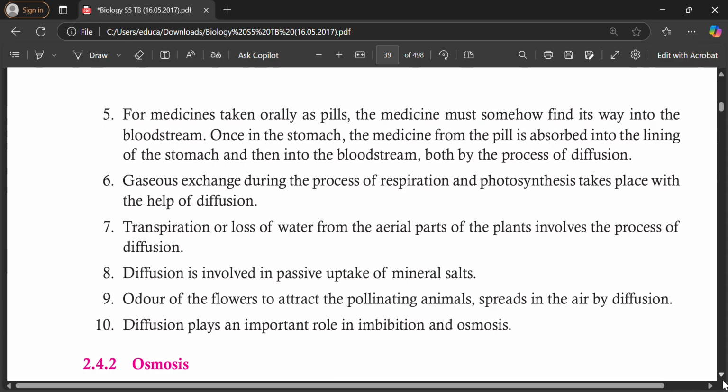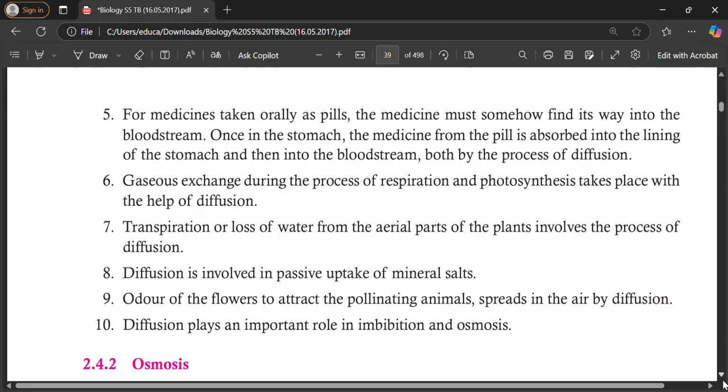For medicines taken orally as pills, the medicine must somehow find its way into the bloodstream. No kuvuga ngo iyo unyweye umuti w'ikinini, kugira ngo uwo muti ubashe kugera mu mubiri biba bisabwa yuko winjira mu maraso. Rero uburyo umuti winjira mu maraso nabyo ni process of diffusion ibaho.